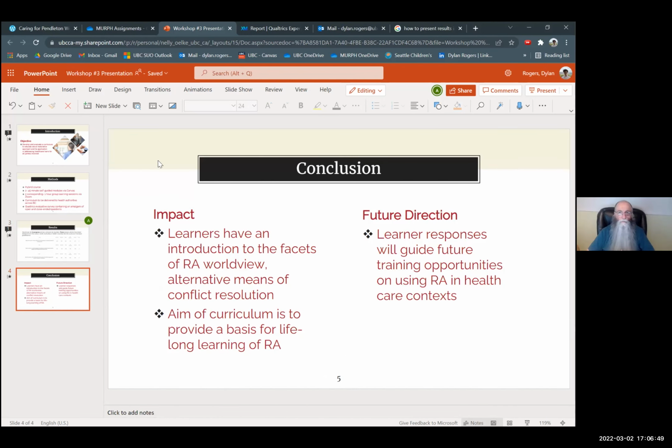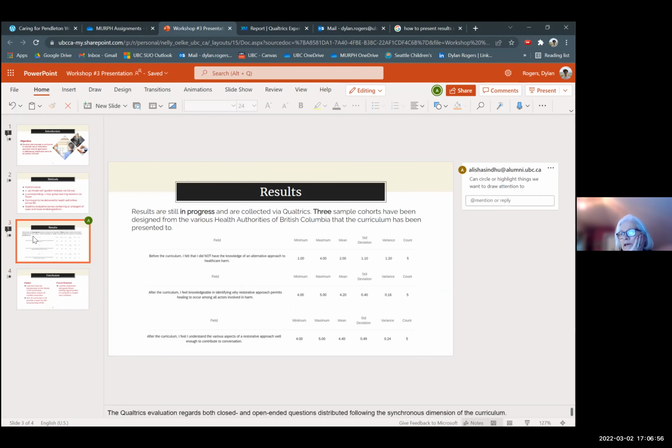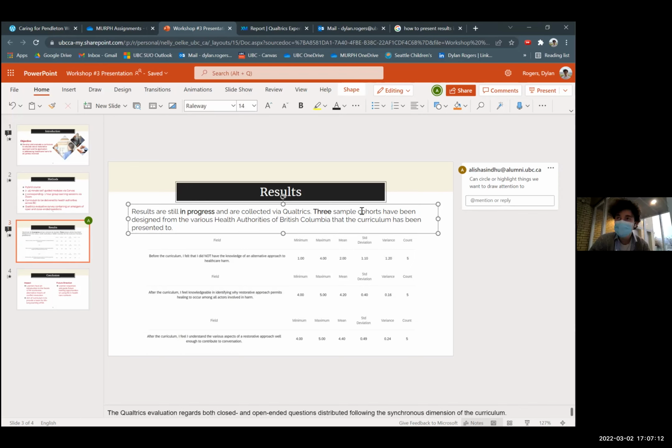Oh, sorry, I just had one comment about the previous slide, number 3. Just the wording of "3 sample cohorts have been designed from the various health authorities." That wording's a little unusual. Do you mean recruited? Are you talking about the cohort being the people that you've gathered the data from? Because then it would be the cohorts having been recruited from the sites.